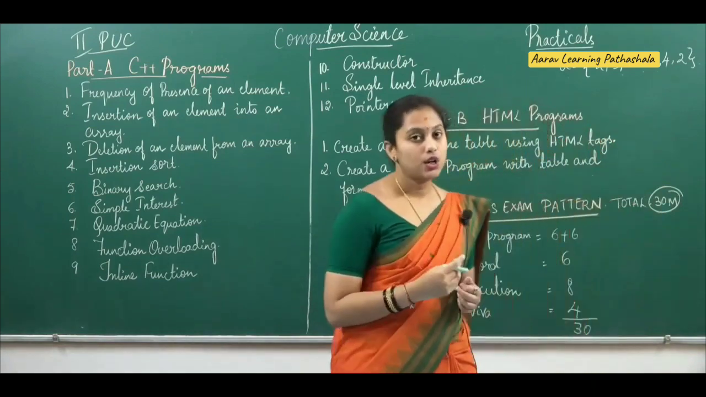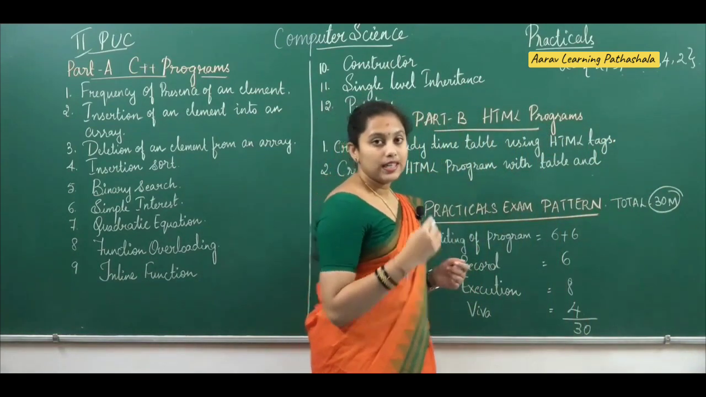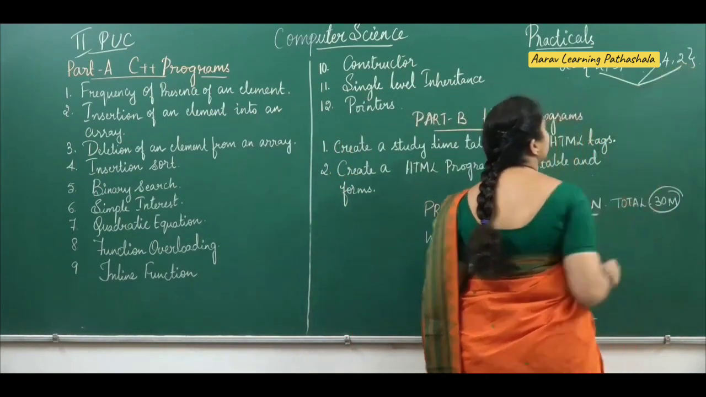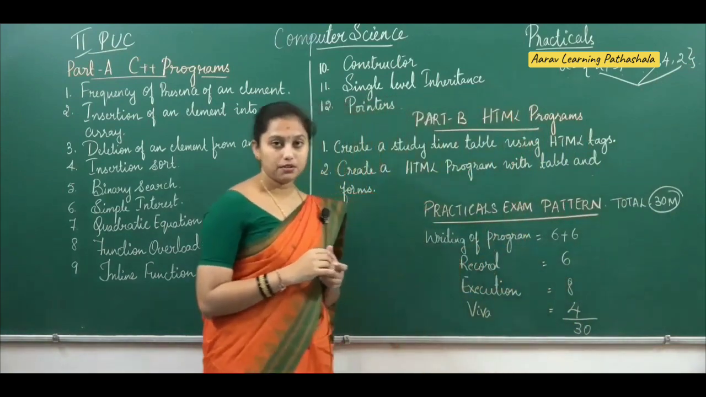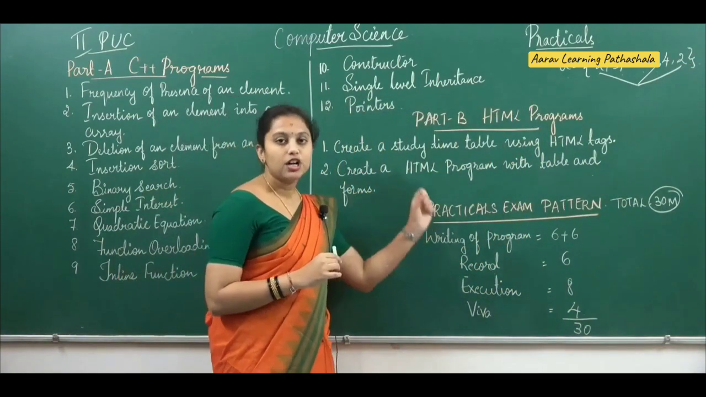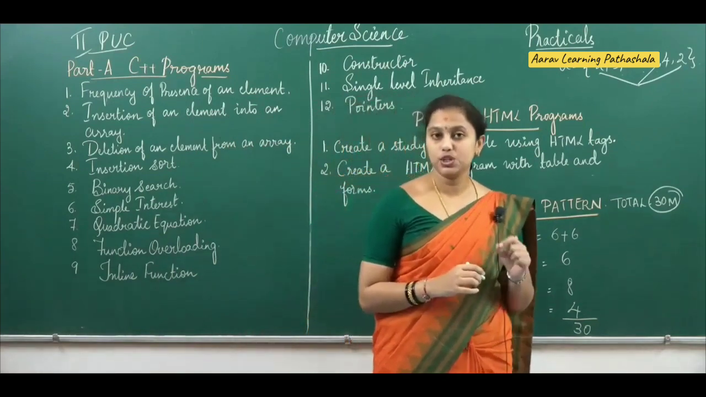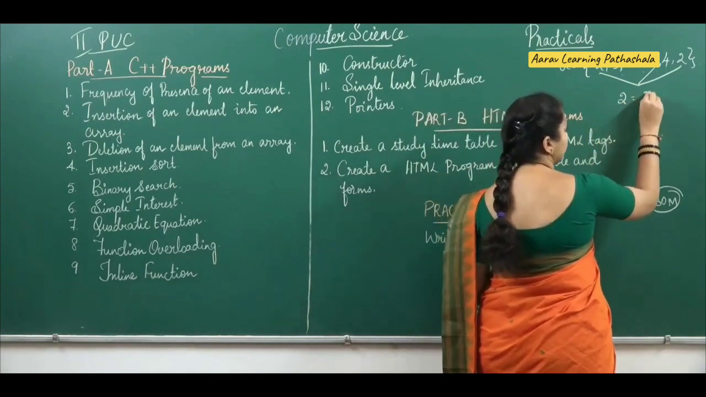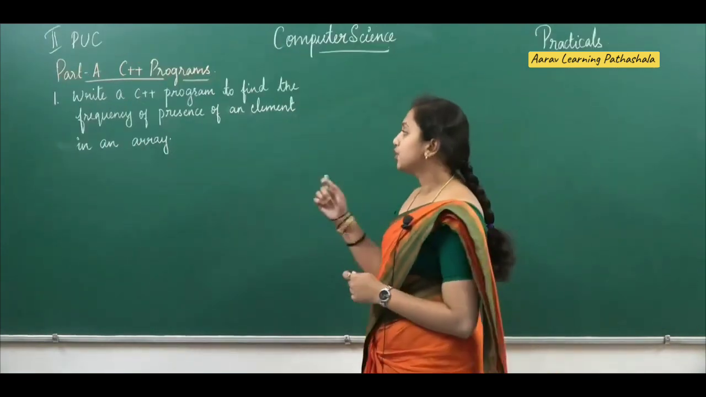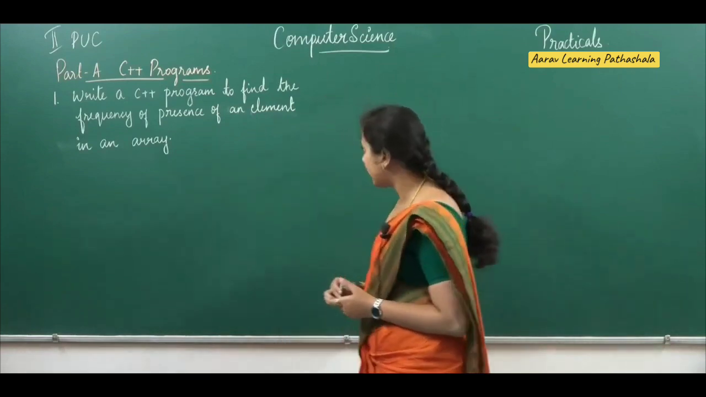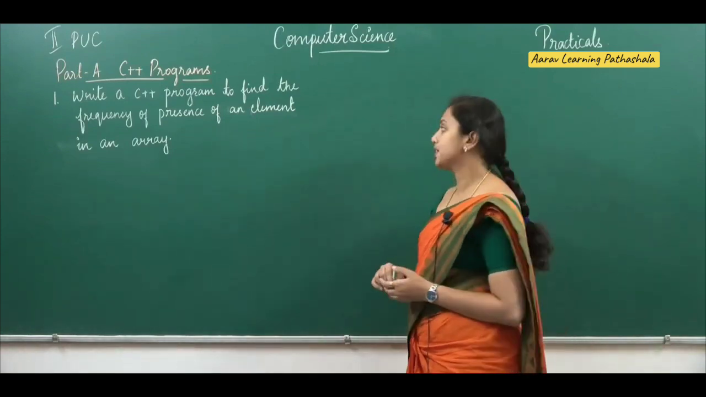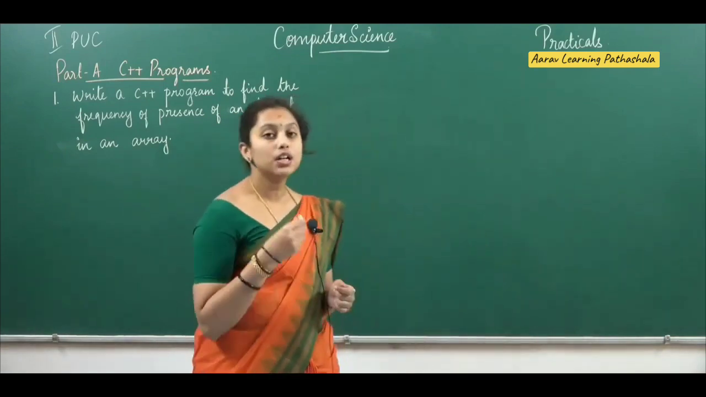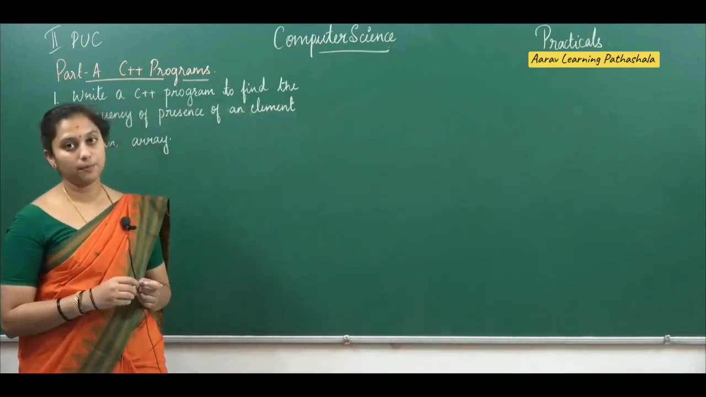By seeing this, what can you come to know? An element called 2 is present 3 times in the array, right? So this is nothing but counting the occurrence of an element in an array. The occurrence of element 2 is 3. Now let's see the first program, that is, write a C++ program to find the frequency of presence of an element in an array. The agenda of this program is to count the occurrence of an element in an array.